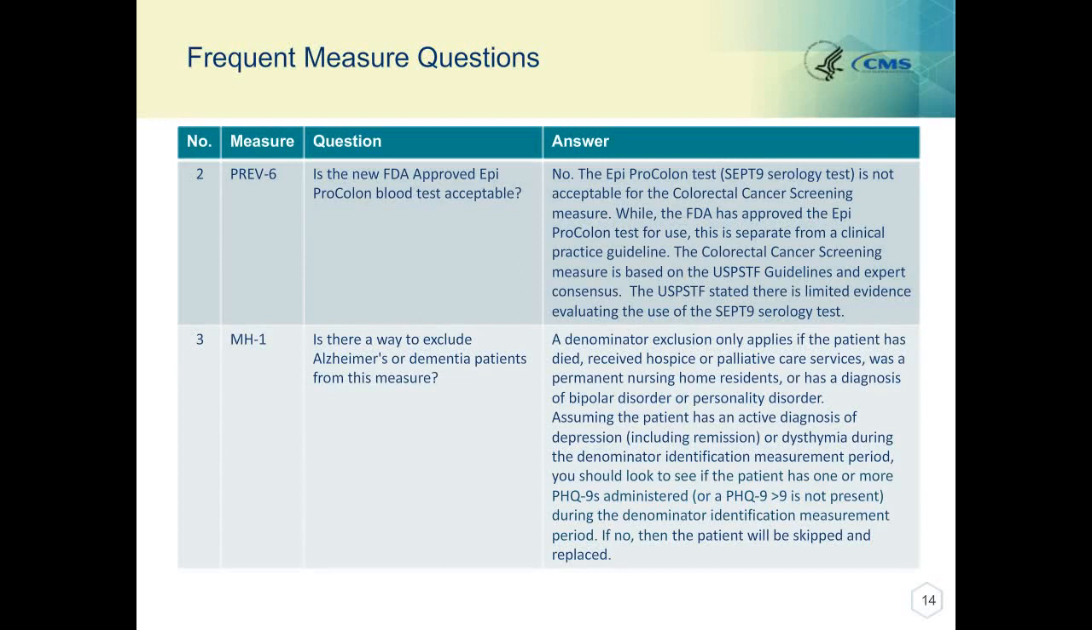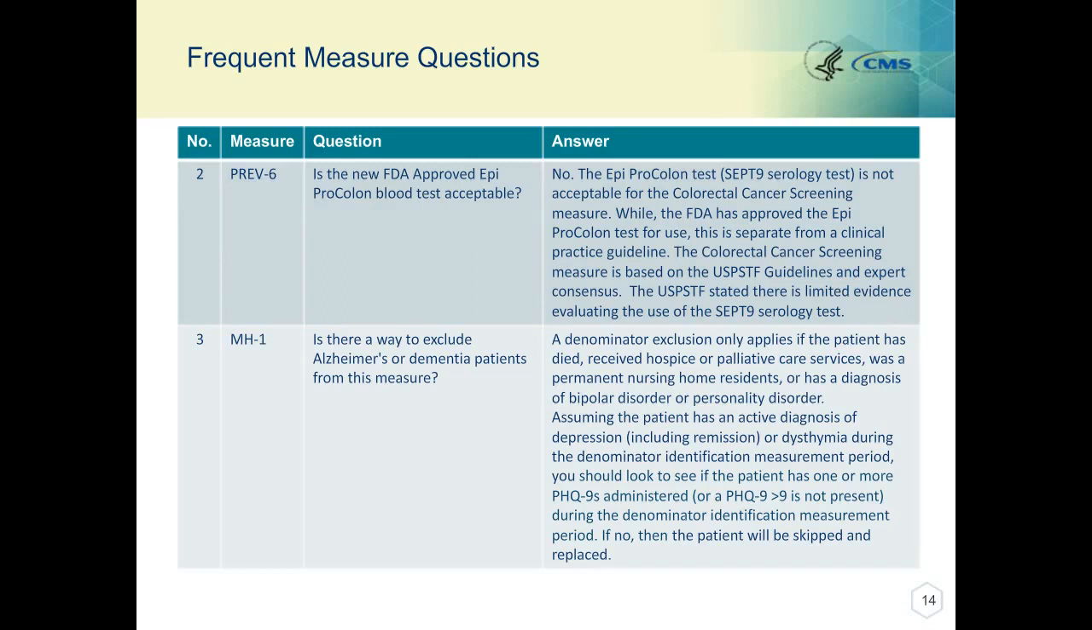And starting on slide 14, number 2 is for Prev 6. Is the new FDA-approved epi-procolon blood test acceptable? No, the epi-procolon test, Septin-9 serology test, is not acceptable for the colorectal cancer screening measure. While the FDA has approved the epi-procolon test for use, this is separate from a clinical practice guideline. The colorectal cancer screening measure is based on the U.S. Preventive Services Task Force guidelines and expert consensus. The USPSTF stated there is limited evidence evaluating the use of Septin-9 serology test.